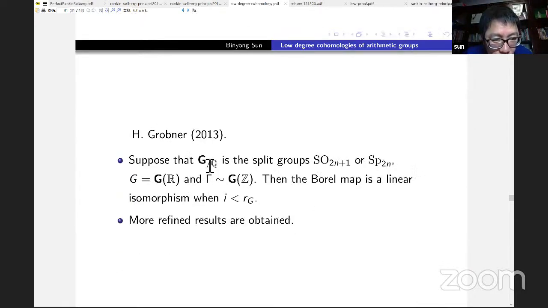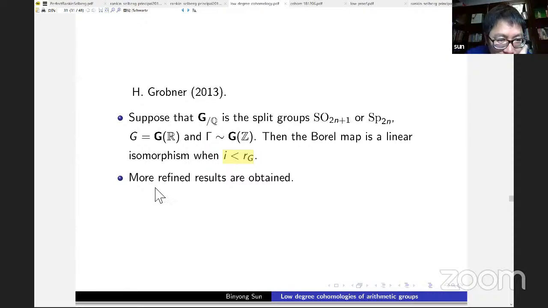And when G is a split orthogonal group or the symplectic group, and gamma is an arithmetic lattice, then Grobner proved that the Borel map is a linear isomorphism when I is less than rG. So this is already proved by Grobner, and actually he also gets more refined results in this case. Of course, he also studied some other cases.